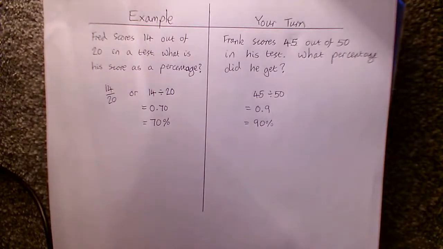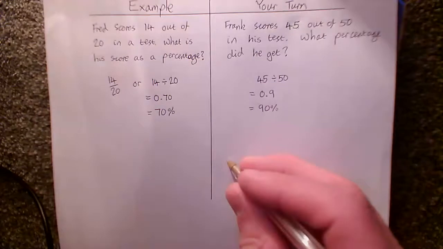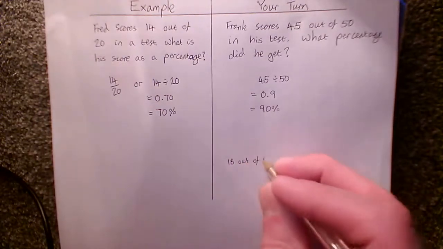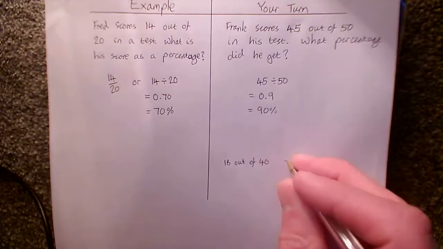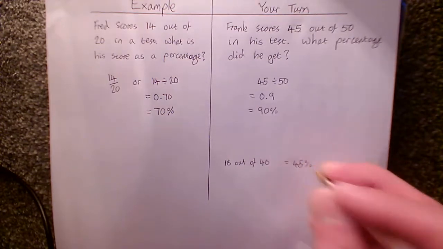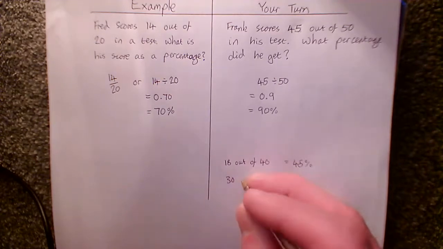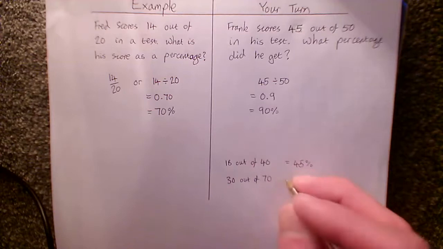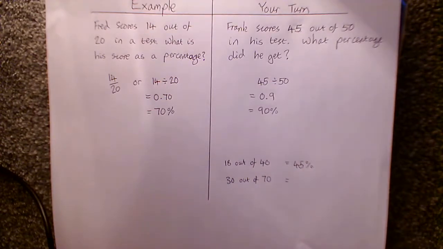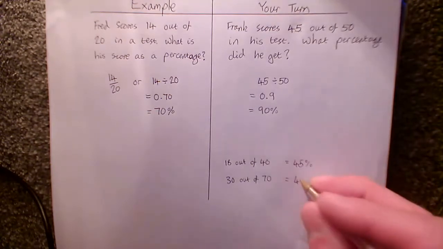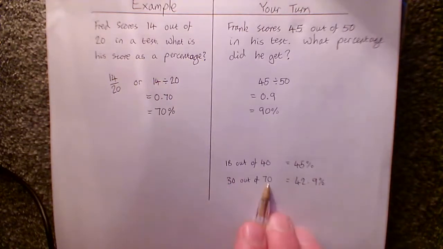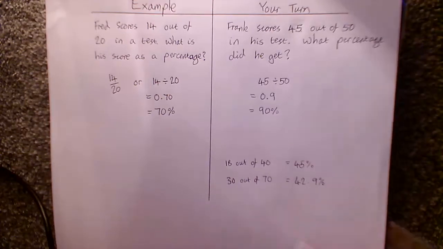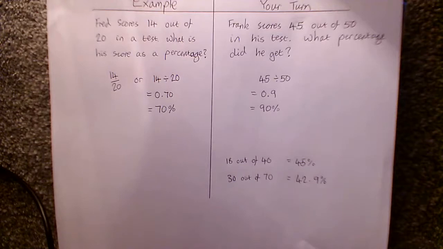And if we go back to our question that was in your starter, you had two. You had 18 out of 40. Now, 18 out of 40, when you do 18 divided by 40 and then put it as a percentage, is 45%. The other one that was in your starter questions was 30 out of 70. And when you put that into a percentage, you get 42.9%. So although this person scored more marks, because the test was out of more as well, they actually got a slightly lower percentage than the first person.